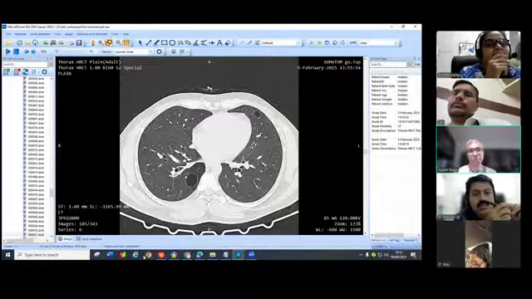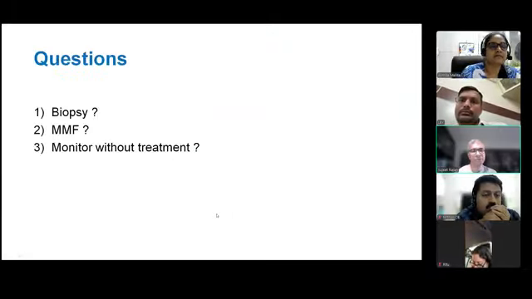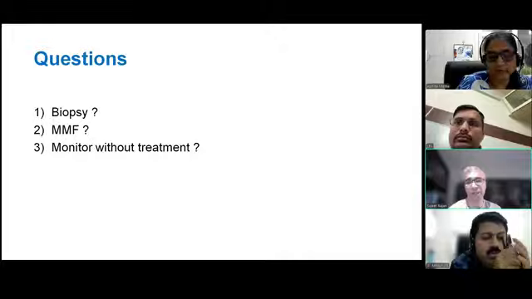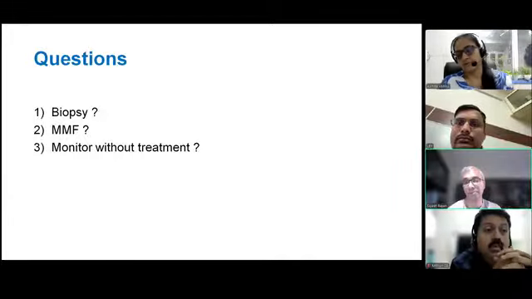Okay. So my question on this case, Lakshmi and Prahlad, I really need your thoughts here. Should I proceed to a VATS lung biopsy? And if I do, then from which part of the lung? Or should I just give him MMF? He has hardly any symptoms, or should I monitor without treatment?